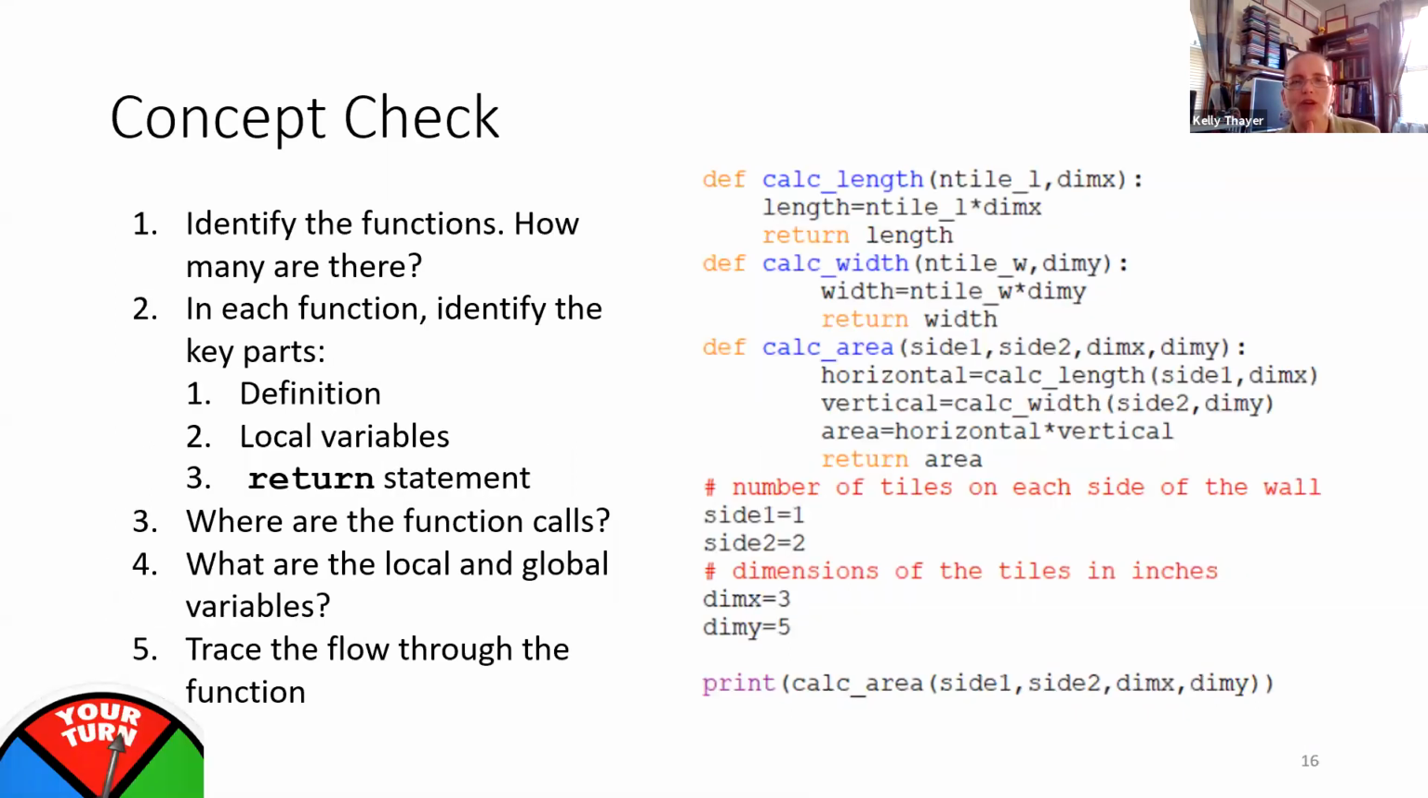All right, so I hope you had a chance to read through these. Let's just go over the answers. We can identify the functions because they begin with def, so there are in fact 3 of these functions. In each function, the key parts are the definition, right? That's this line here, the top line on each of these. And the local variables in this function are going to be the input parameter and length.